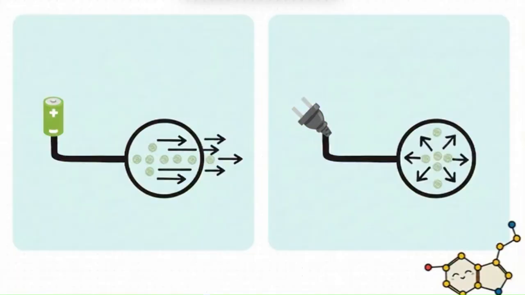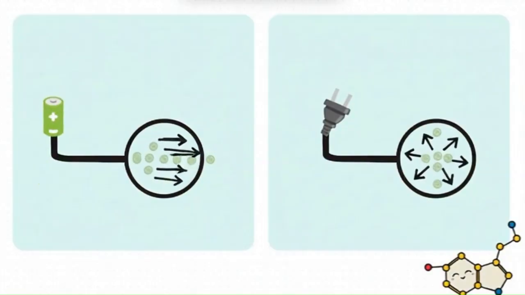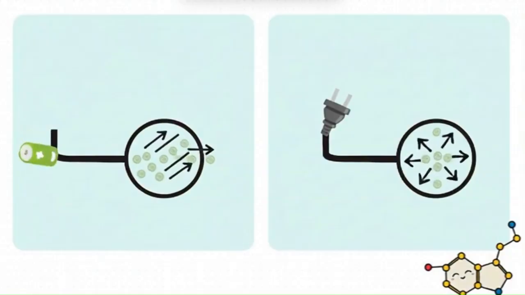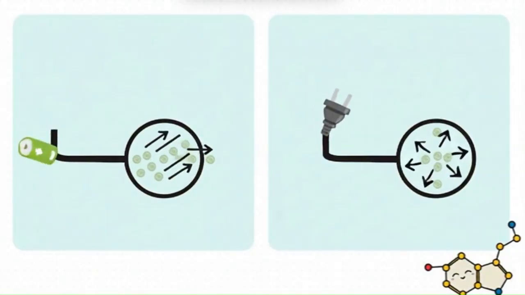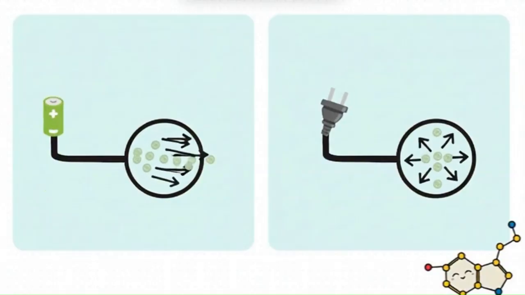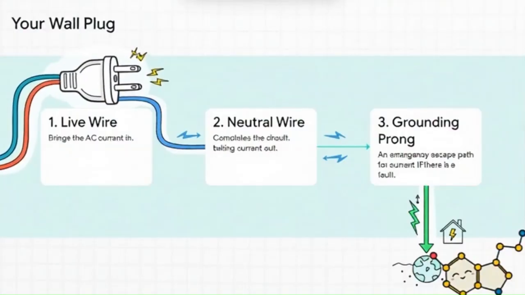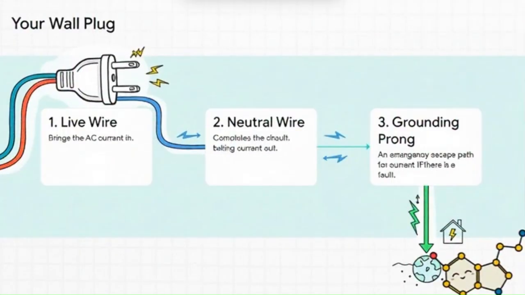But the electricity in your wall is called alternating current, or AC. In this case, the push on the electrons rapidly switches direction, back and forth 60 times a second. It's less like a calm river and more like a frantic tug of war. This makes perfect sense of why many plugs have three prongs. You've got the live wire bringing the current in, and the neutral wire taking it out to complete the circuit.